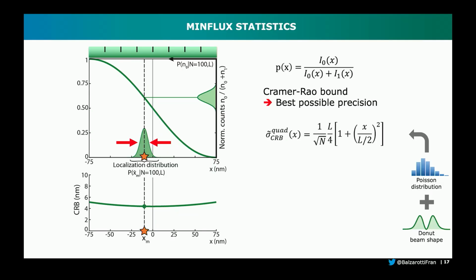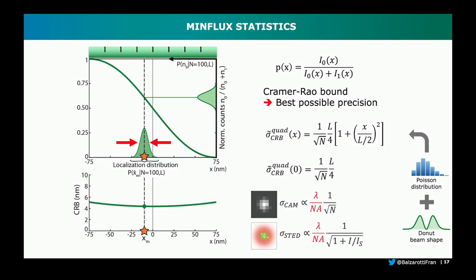So if you plug in the situation that you have for this localization strategy, you end up having this very innocent quadratic function as a function of the position. And if you evaluate it at the origin, surprise, surprise, the wavelength is not there because I never put it, because I didn't need it. But comparing it with the camera localization or STED resolution expressions, there's, of course, this parameter there, which means that if I shrink it, I can have more precision for free.